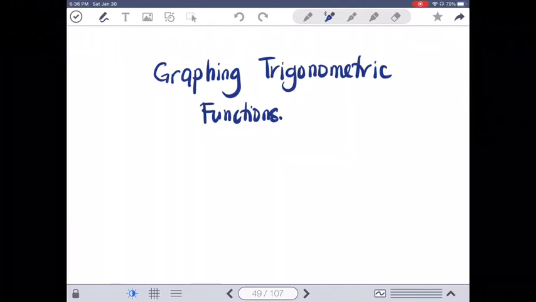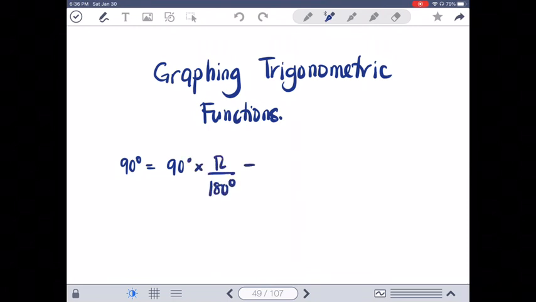Today we are going to have a look at how to graph trigonometric functions. Before that, we need to recall a bit on how to convert angles in degree units to radians. For example, if you have 90 degrees, this is just equal to 90 times pi over 180, which is just equal to pi over 2 radian.